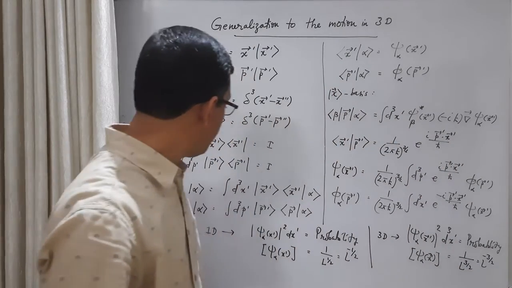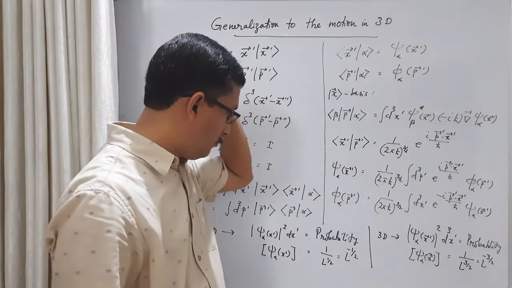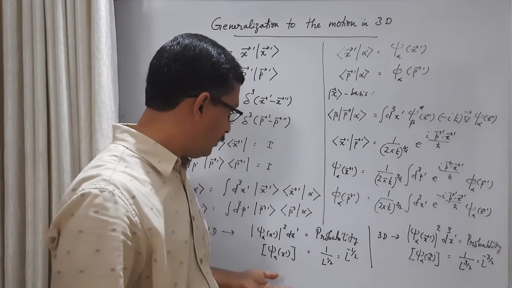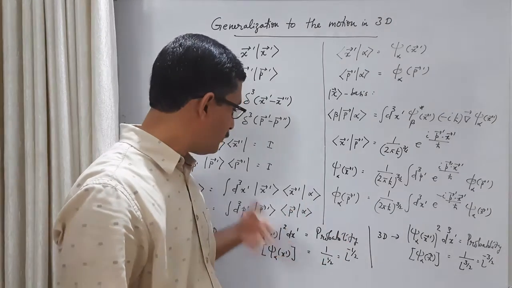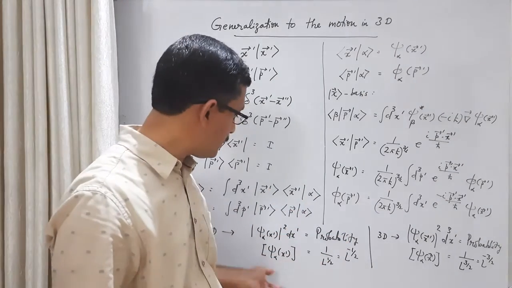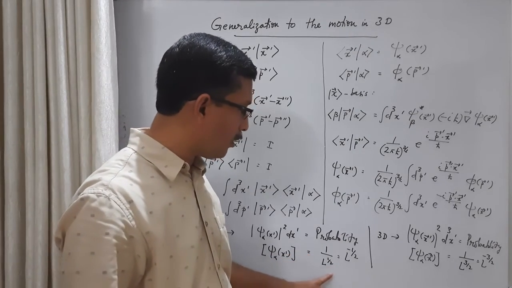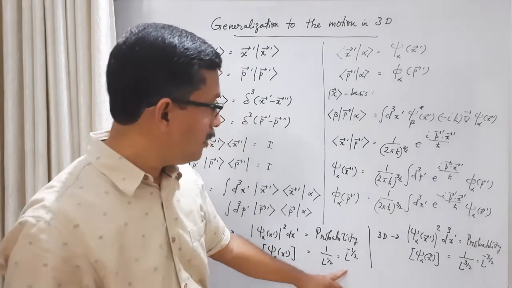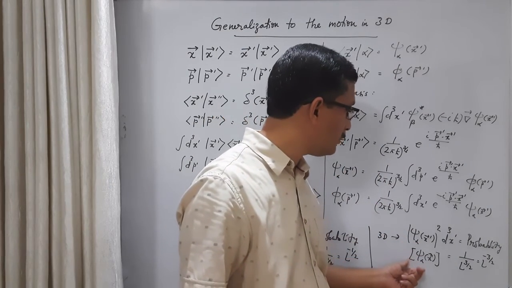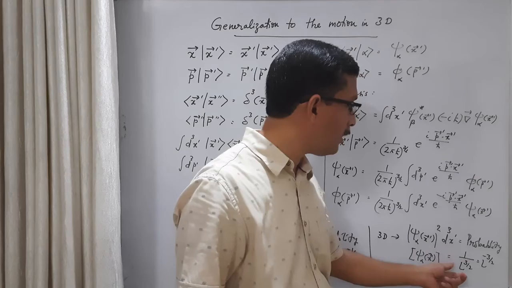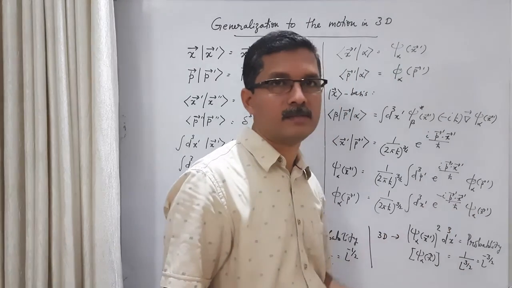So the dimension of psi alpha depends upon the physical space dimension. If the motion is in one dimension, the dimension of the wave function is 1 by root L, or L^(-1/2). If the physical space motion is three-dimensional, the dimension of the wave function is 1 by square root of L³, or 1 by L^(3/2), or L^(-3/2).